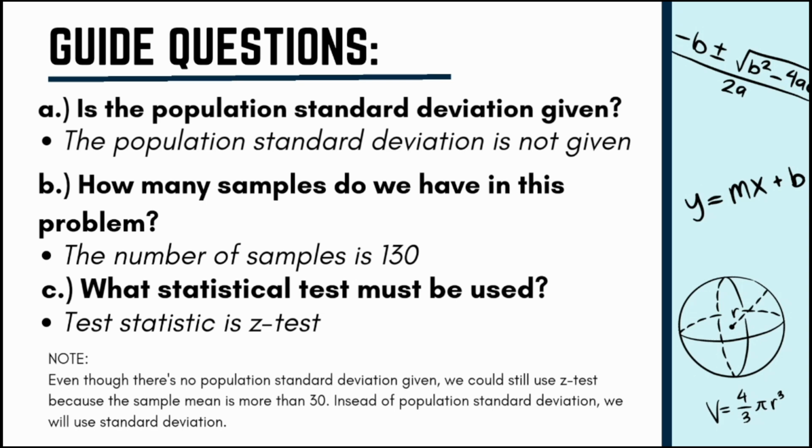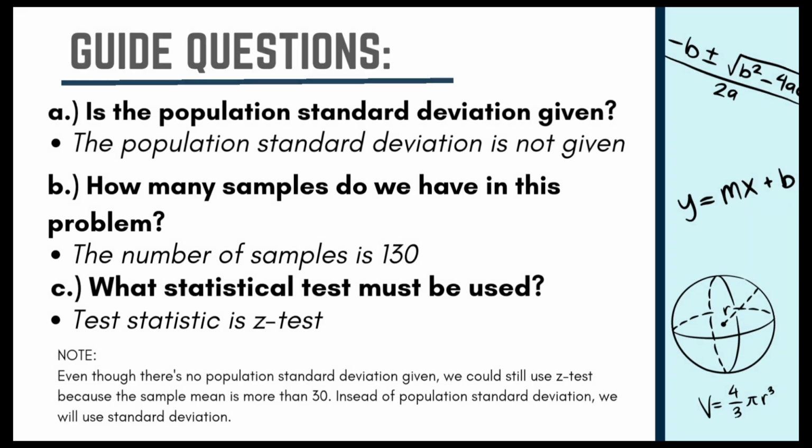Although the population standard deviation is not given, we can still use the z-test because the sample size is large enough. In this case, we will use the sample standard deviation, which is 25 milligrams, as a substitute for the unknown population standard deviation. It is important to note the different assumptions and calculations involved in using sample standard deviation compared to population standard deviation, but it is still a valid method for conducting a hypothesis test.